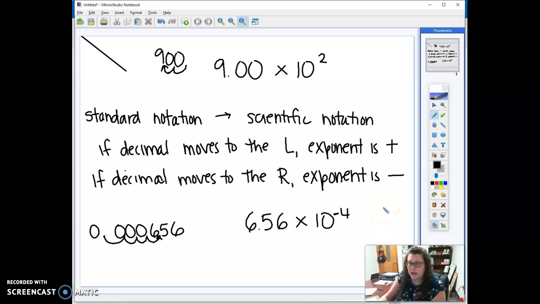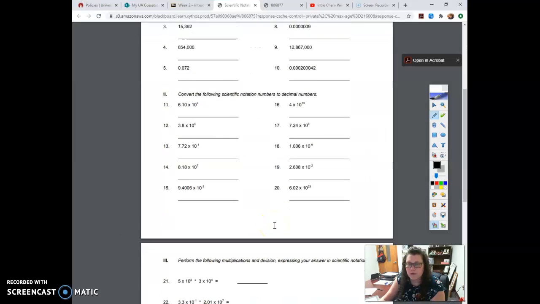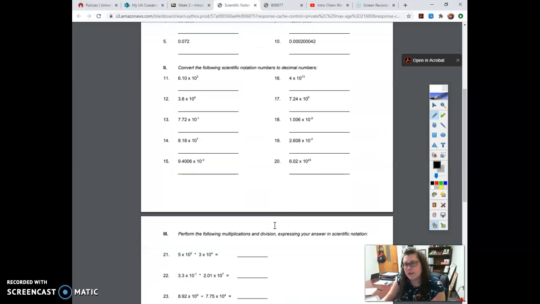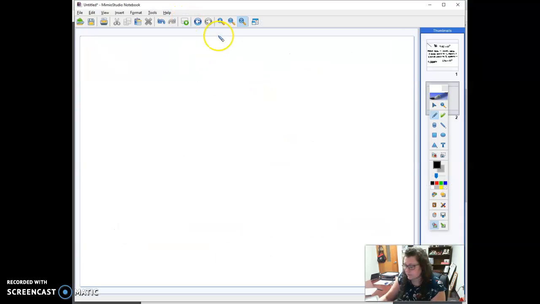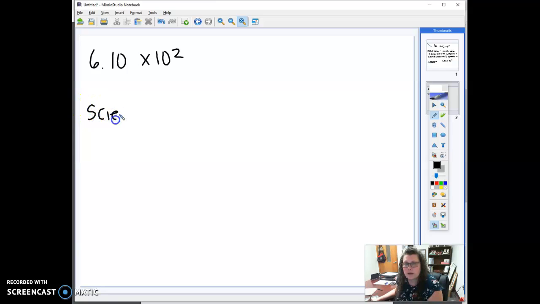Okay, now let's look at a couple of examples of going the other way. So in part 2, we have scientific notation. We want to take those to decimal numbers. So let's look at number 11, 6.10 times 10 to the 2. So I have 6.10 times 10 to the 2. And in this example, I'm going from scientific notation to standard or decimal notation.